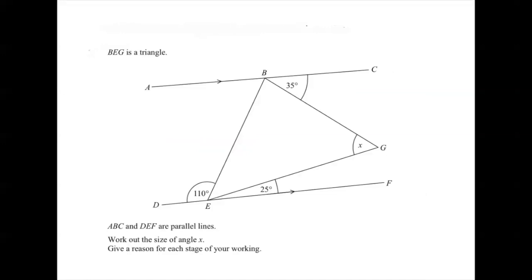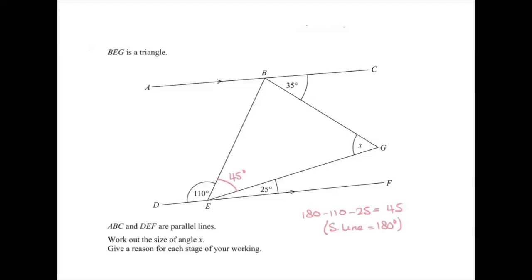So the first one that I'm going to mark on is on the straight line with 110 and 25. I'm going to do 180, take away the 110 and the 25 to find that missing value of 45 degrees. And I've used a straight line to solve that. So it's really important that I write that down because I have to give reasons. I'm going to mark it on the diagram, and then I'm going to look at what I can do next.